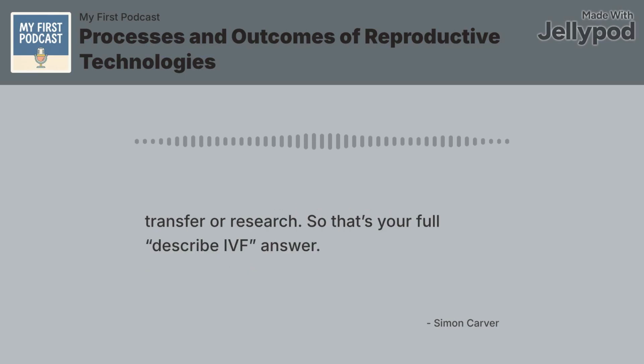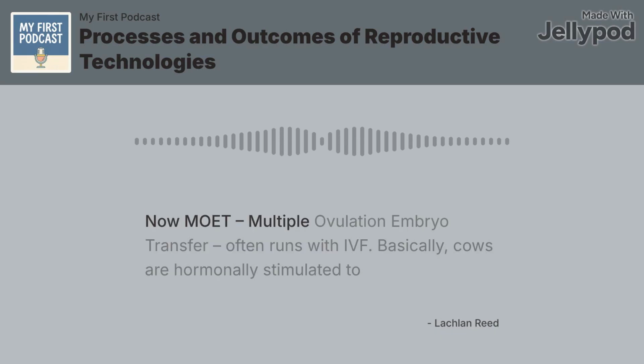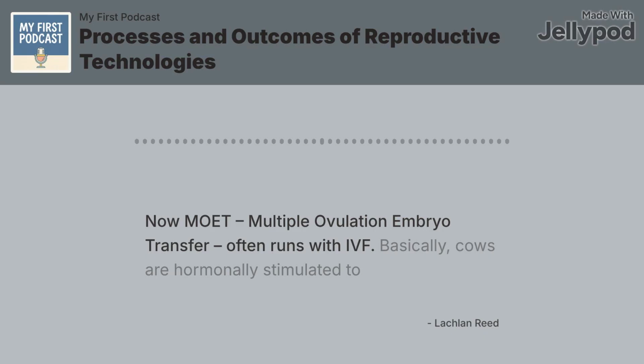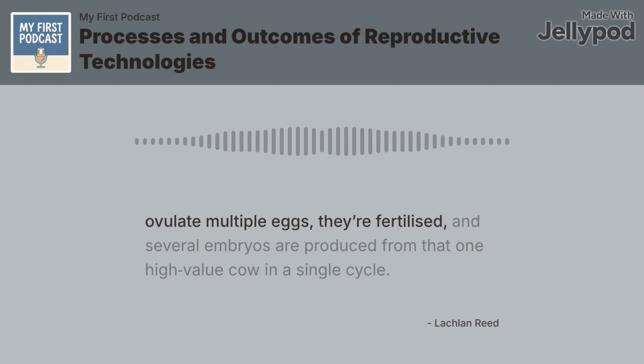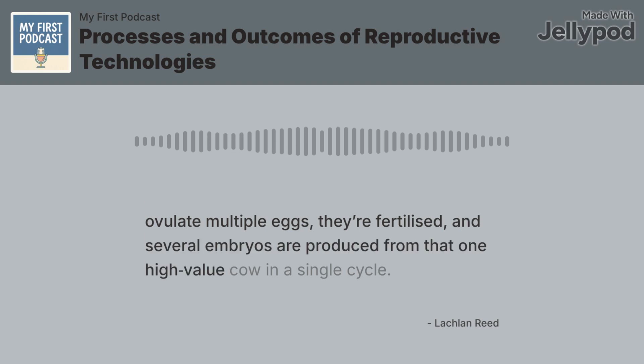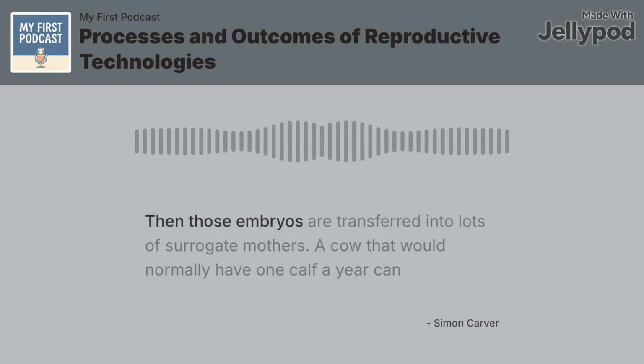Now, MOET, multiple ovulation embryo transfer, often runs with IVF. Basically, cows are hormonally stimulated to ovulate multiple eggs. They're fertilized, and several embryos are produced from that one high-value cow in a single cycle. Then those embryos are transferred into lots of surrogate mothers.